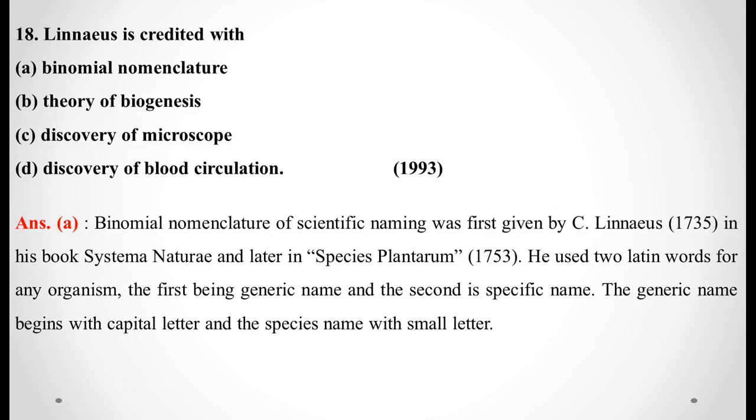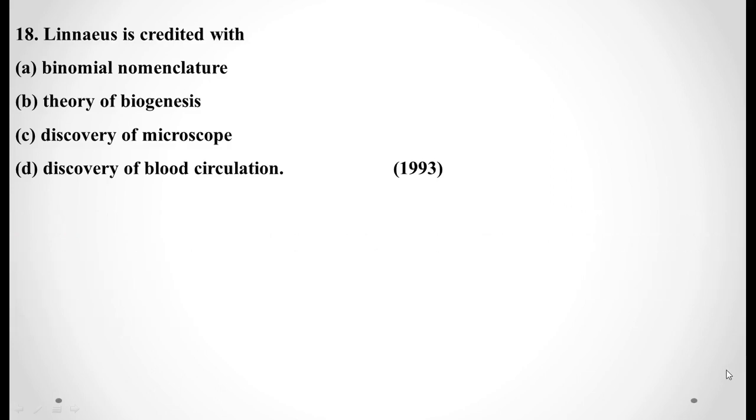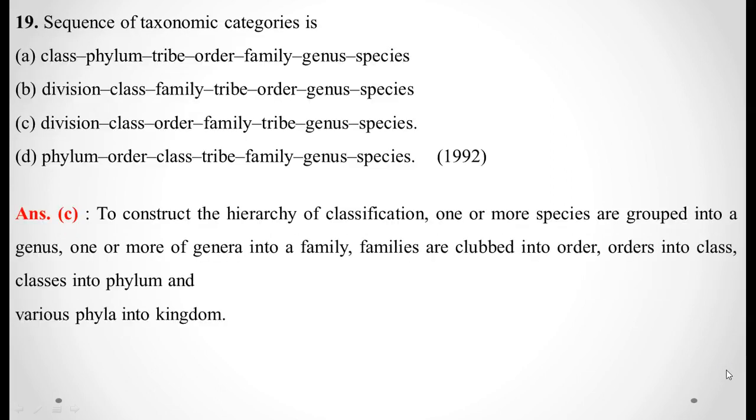So the next question is question number 19. Sequence of taxonomic categories is: option C is the right one. First we write division, then class, then order, then family and tribe, then genus, and at last species.